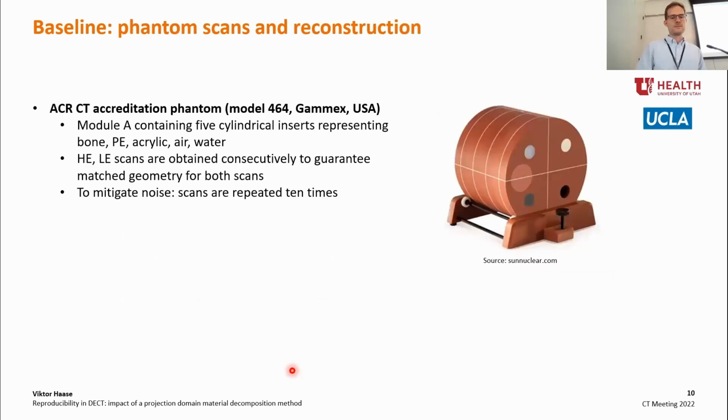For our measurements, we use the ACR CT accreditation phantom. Module A contains 5 cylindrical inserts representing the materials of bone, polyethylene, acrylic, air, and water. We do the high and the low energy scans one after the other so that we can guarantee matched geometry for both scans. And just one note, we repeat the scans 10 times and then average the results to mitigate the noise so that we can see artifacts a little bit better.